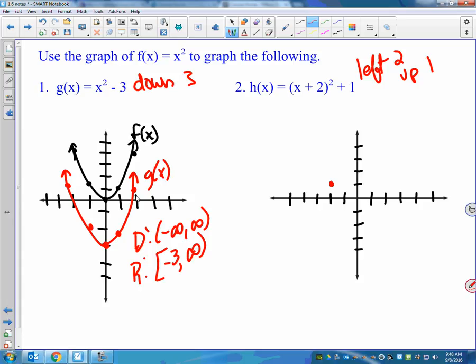And then if I go over 1, I go up 1. If I go over 1, I go up 1. If I go over 2, I go up 4. And I have a pretty accurate graph without having to do much work.